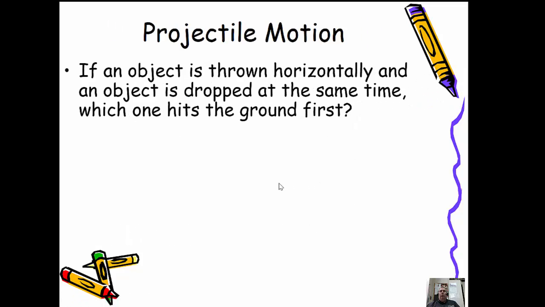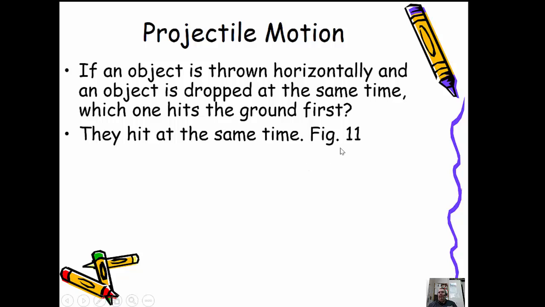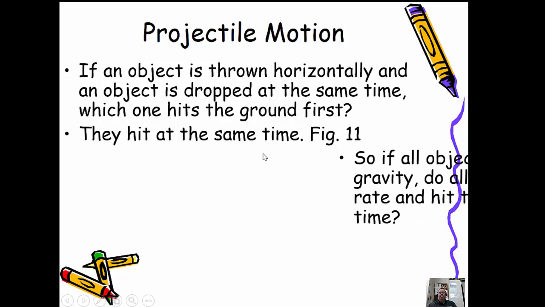If an object is thrown horizontally at the same time something is dropped vertically, which one's going to hit the ground first? Well, the minute each one leaves my hand, the only thing affecting it is going to be gravity, and Figure 11 in your book shows this, but they will hit at exactly the same time.